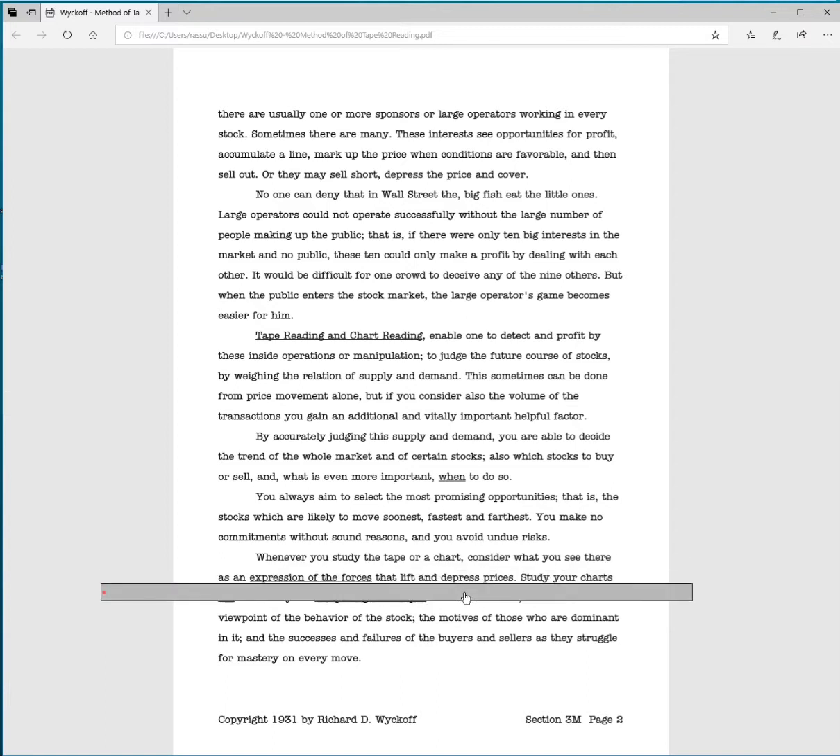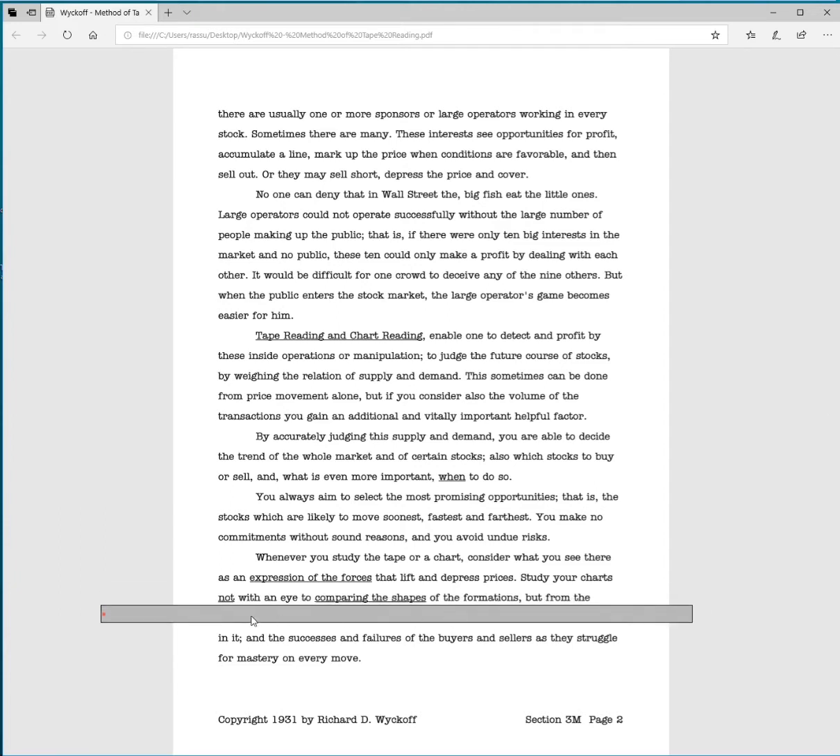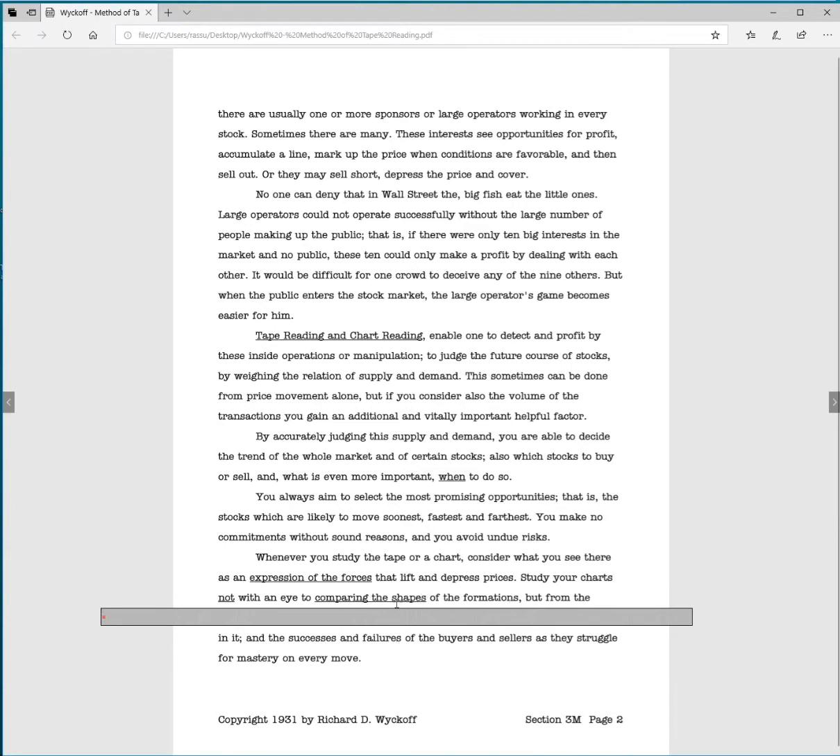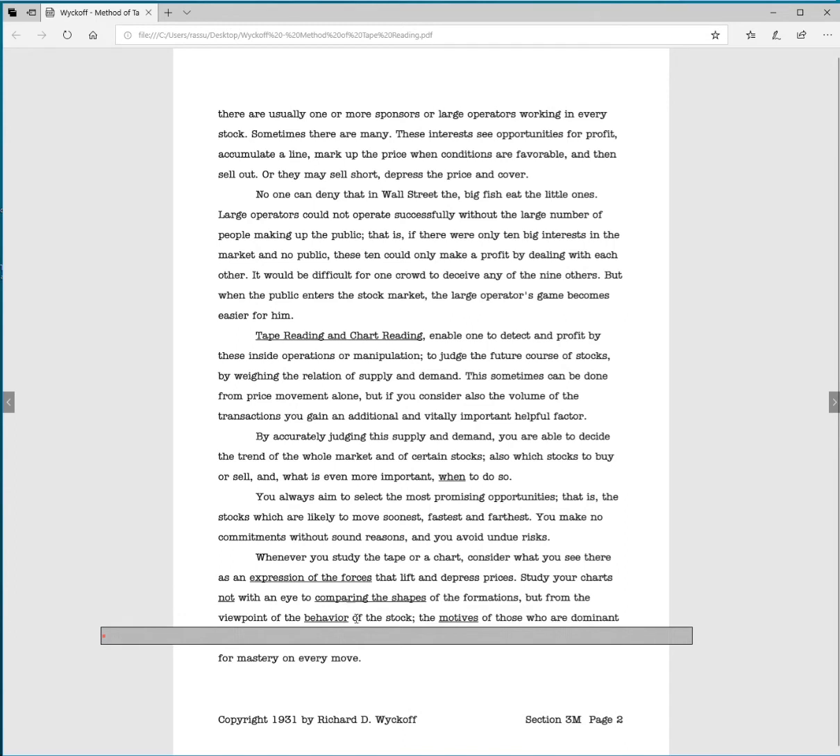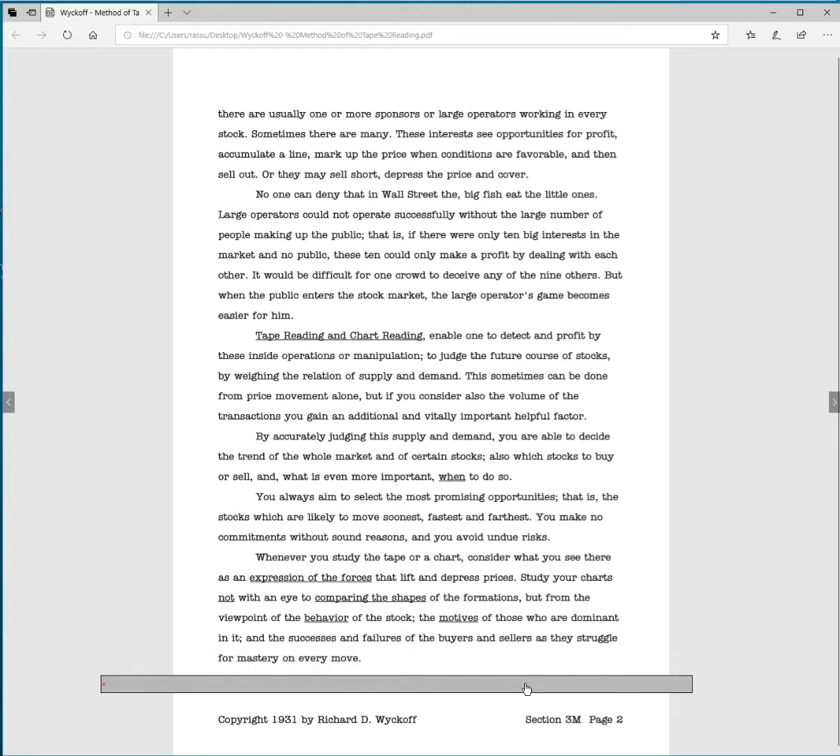Whenever you study the tape or a chart, consider what you see there as an expression of the forces that lift and depress prices. Basically, pressure, buying and selling pressure. Study your charts not with an eye to comparing the shapes or the formations, meaning don't compare the shapes and formations, but from the viewpoint of the behavior and the motives. Okay? Motives behind the behavior and the success and failures of the buyers and sellers as they struggle for mastery over every move.